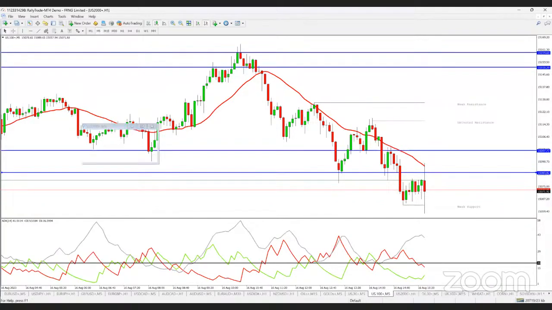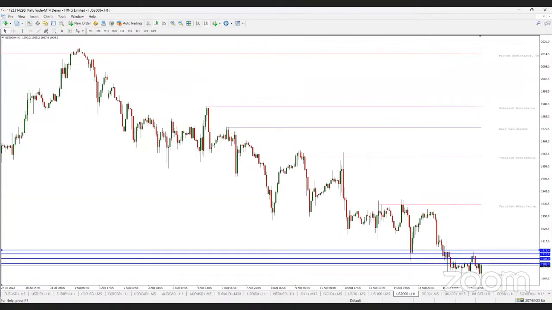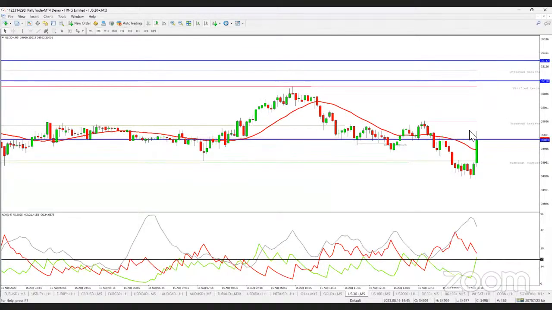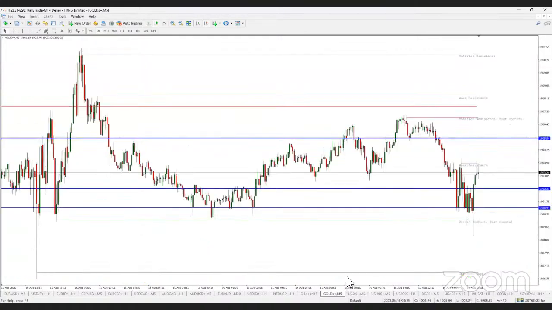So that being said, of course, US 2000 is going to buy a little bit more. US 30, of course, is actually still pushing up a little bit more. Gold is still going to buy a little bit more.